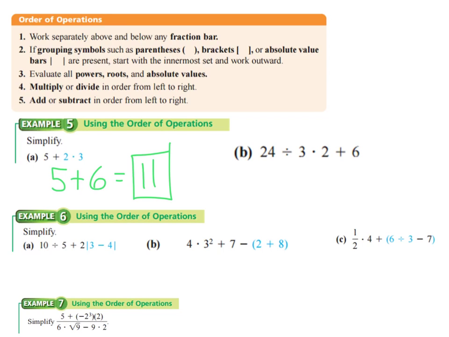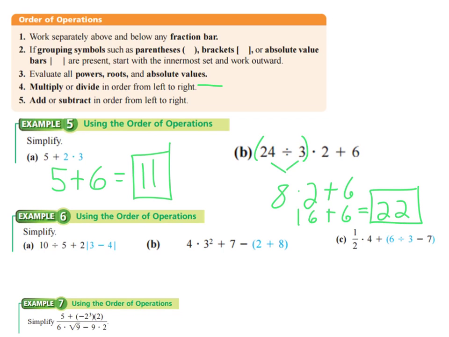For the next example, B, we do have dividing and multiplying there. When you have both, you do those in order from left to right. So we would do the 24 divided by 3 first. And then that would end up giving you 8. Still to be multiplied by the 2 and then add the 6. So then we are looking between multiplying and adding. So of course we multiply first, and then we add those together. We get 22 as the result.